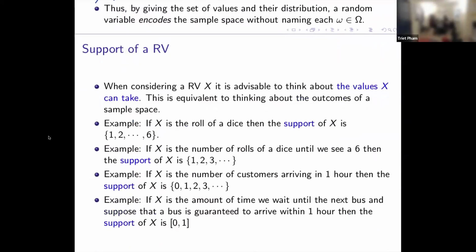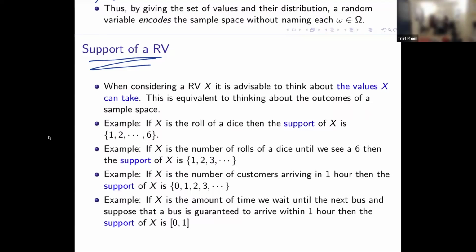So now we go to this important concept, the support of a random variable. And just like outcomes in the sample space, it is a favorite part that students love to skip. When students look at a problem of calculating the probability of an event, they would love to just write down the answer and do not want to think about what sample space we're looking at.